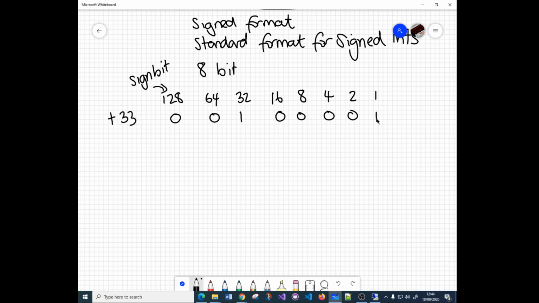Whenever you're doing signed numbers, you're always thinking about the sign bit first. The trick becomes when we get to put a negative number.